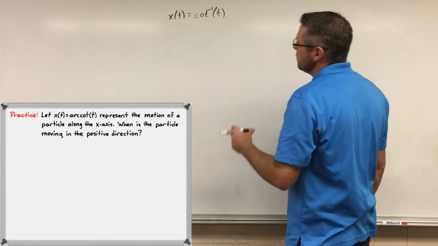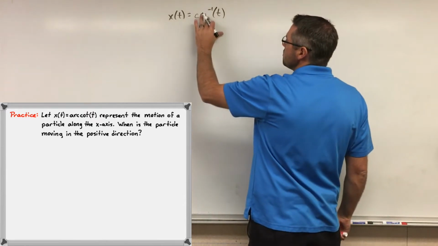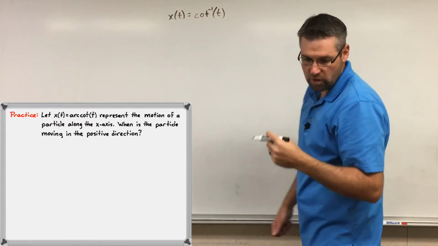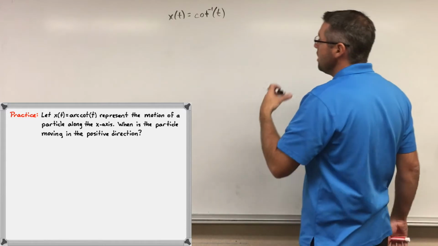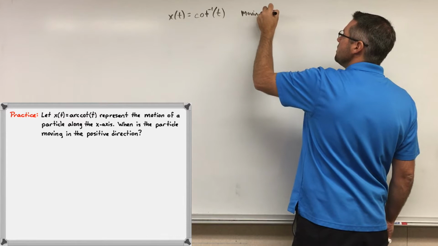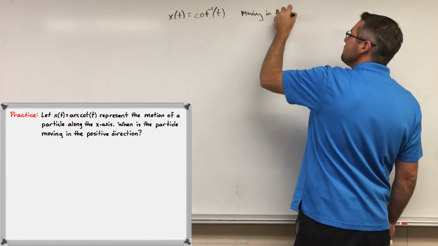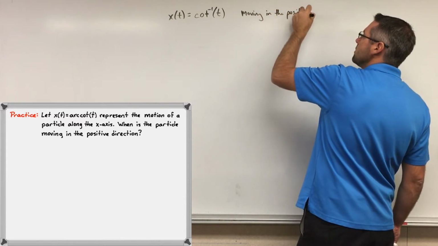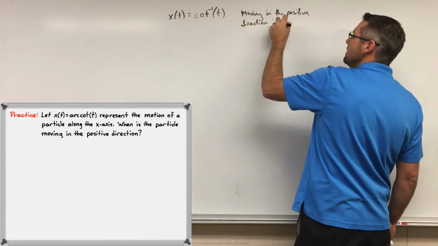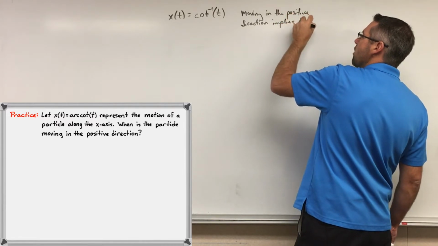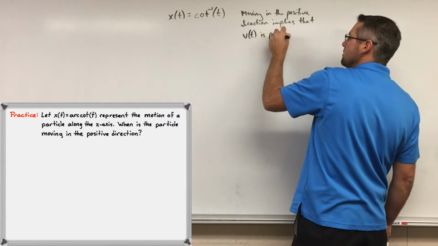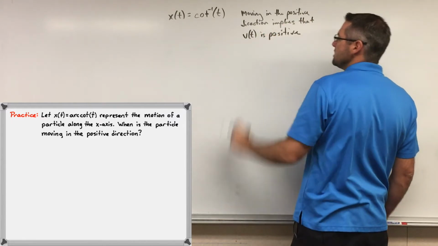When is the particle moving in the positive direction? Before we answer this question, let's interpret what it is actually saying. We are looking for when the particle is moving in the positive direction. That implies that our velocity, v of t, is positive. So that's our justification. That's telling us what we need to do.